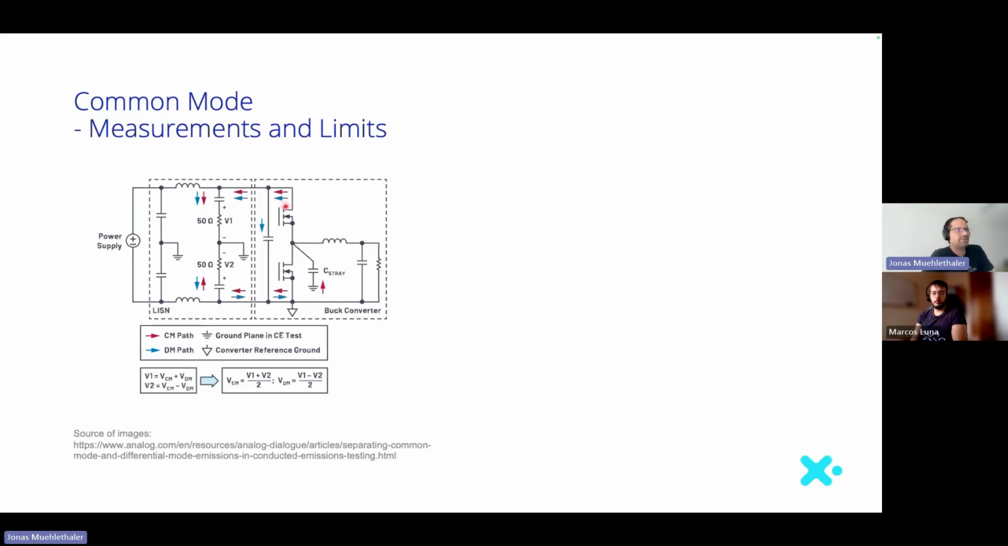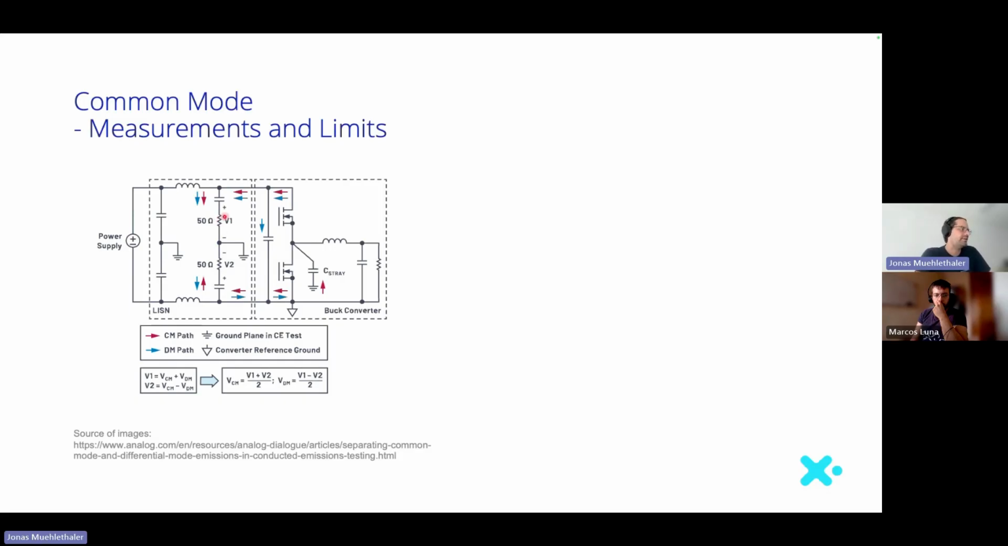Now you have to quantify this common mode current as well as differential mode currents, and for this there is a standard way of doing this. You use something called a LISN, or line impedance stabilization network. So it's kind of a default equipment that you connect between the power supply and your converter, and it always consists of the same components.